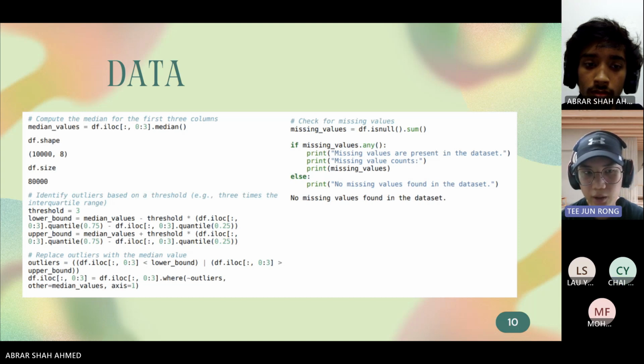And the other method we use to check for outliers is we check if there are any missing values. And since there aren't any missing values, we didn't remove any. Yeah. Now I'll pass it on to Abrar.